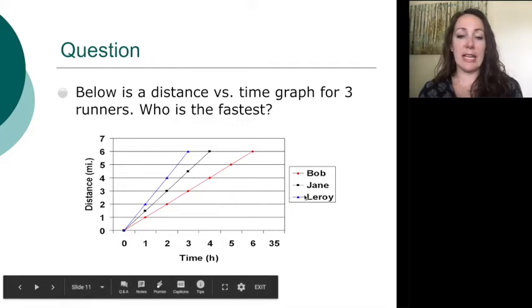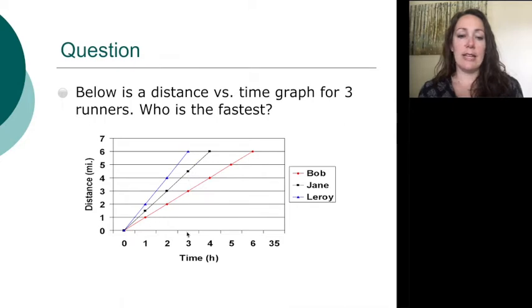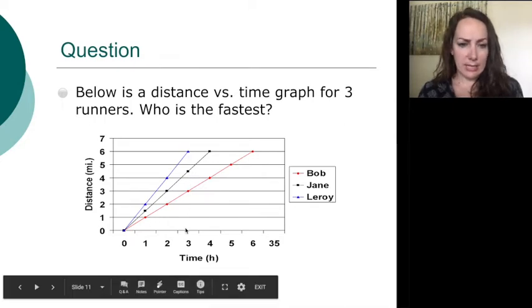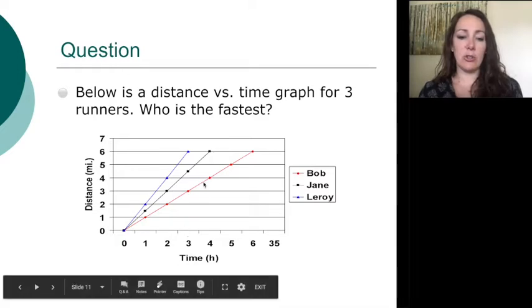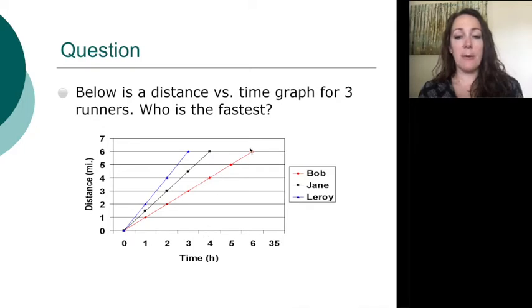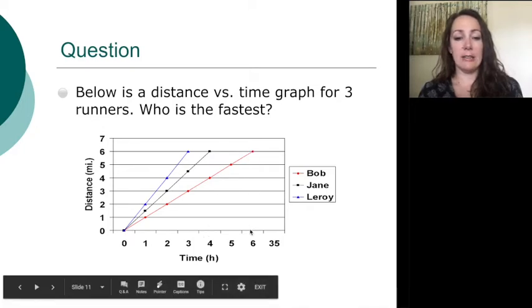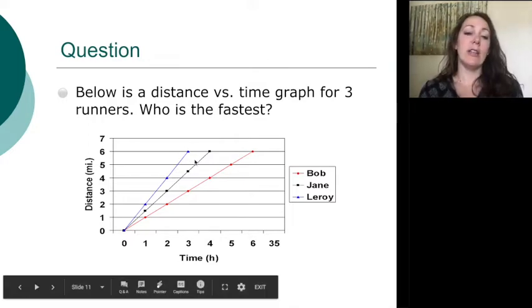So it looks like Leroy in the blue with the blue triangles, he accomplished the 6 miles in about 2.5 hours, whereas Jane accomplished it in 3.25 hours, and Bob accomplished it in 6 hours. So, according to this graph, Leroy is definitely the fastest runner.